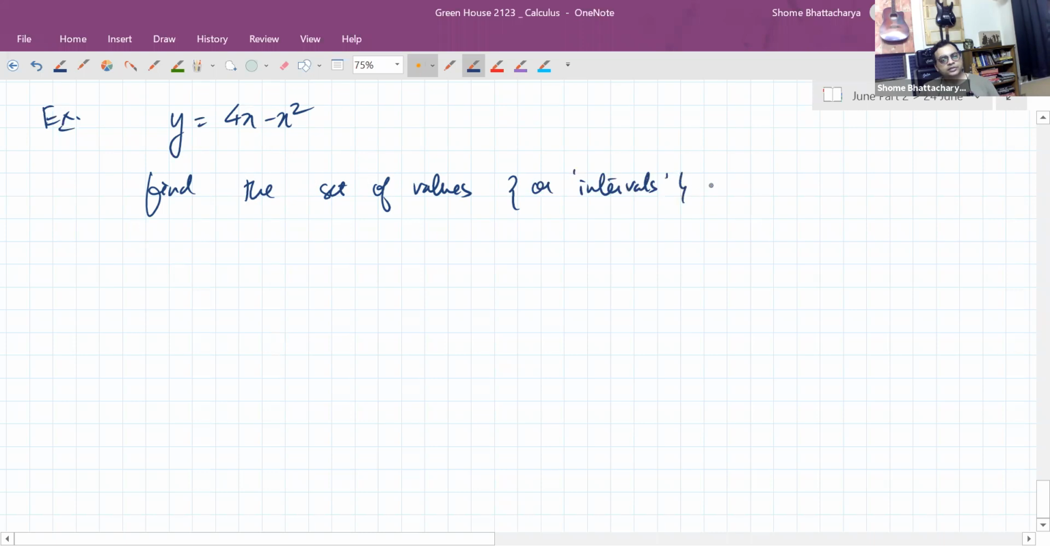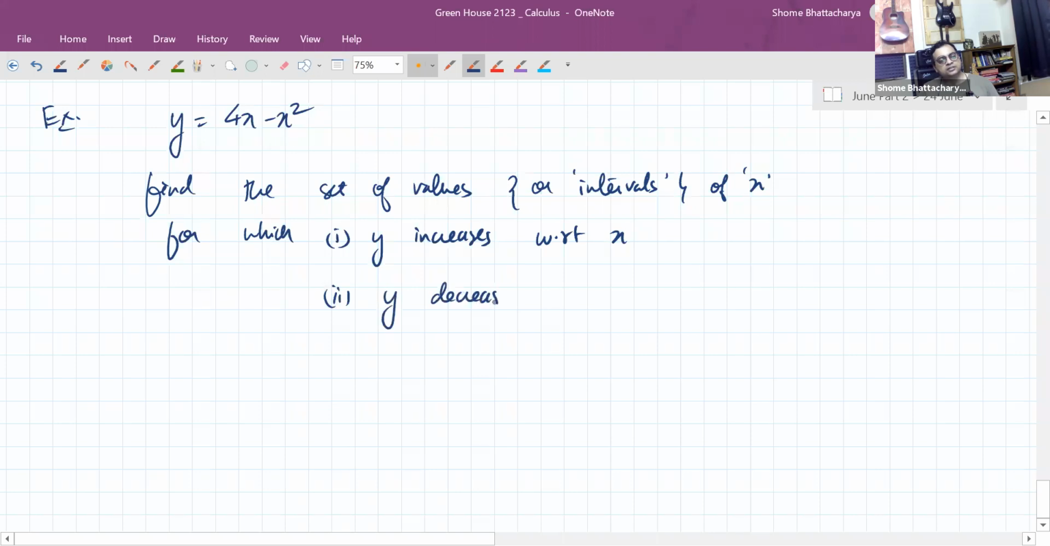Find the set of values, the intervals of x, for which y increases with respect to x. And secondly, for which y decreases with respect to x. I'm going to find this.